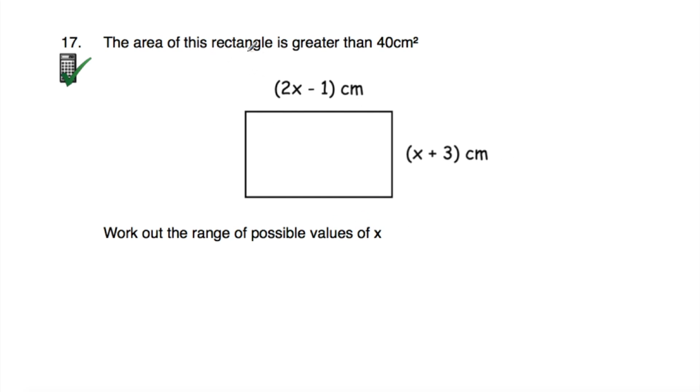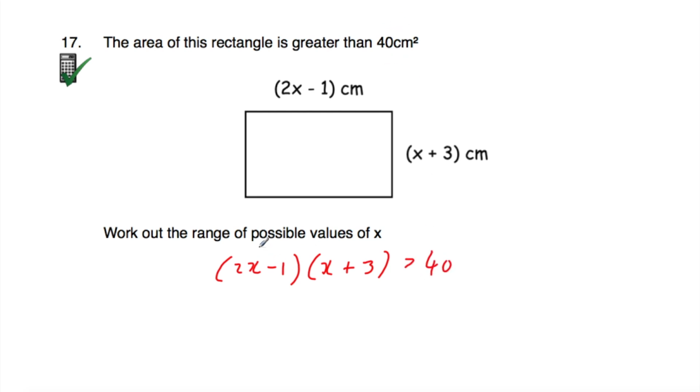Okay, so we're told the area of this rectangle is greater than 40 centimeters squared. So let's find the area of this rectangle. To find the area of the rectangle, we're going to do the length multiplied by the width. So 2x minus 1 multiplied by x plus 3 is the length times the width. So that's the area of the rectangle, and that's greater than 40 centimeters squared. So that's going to be greater than 40.